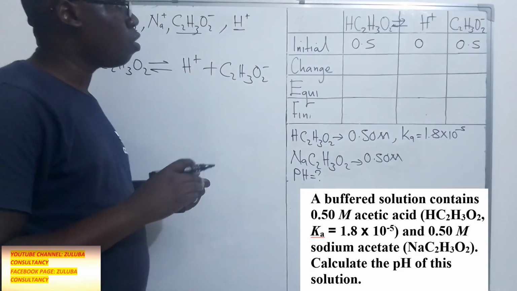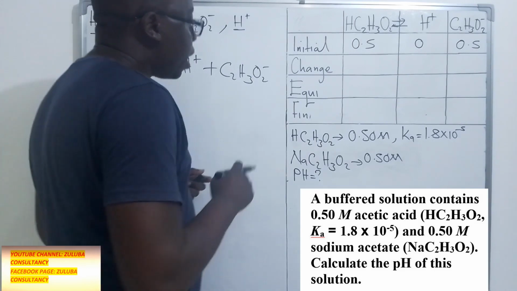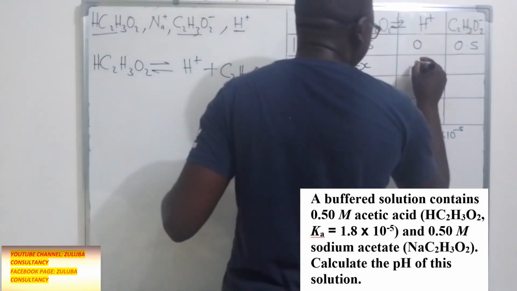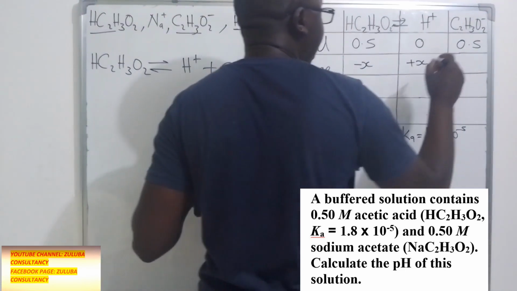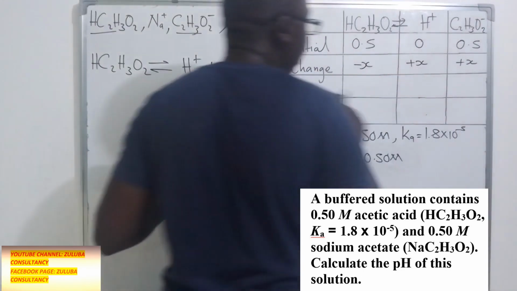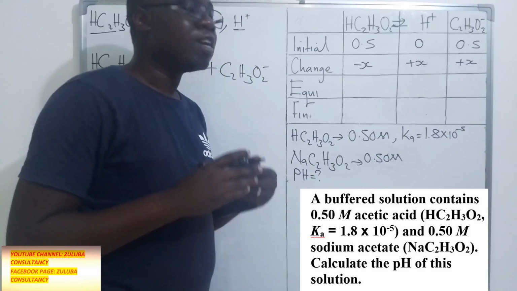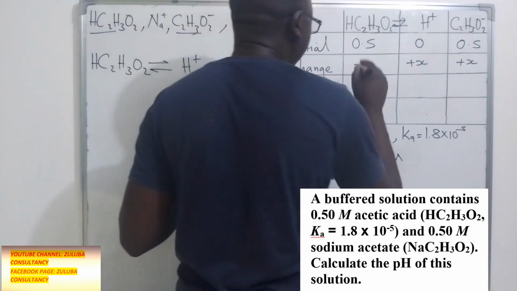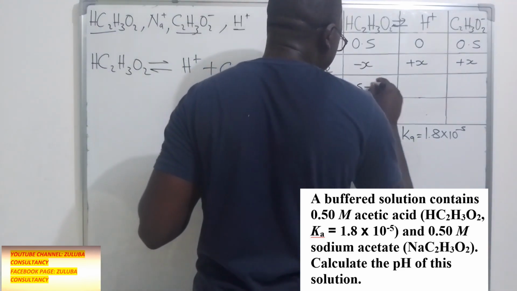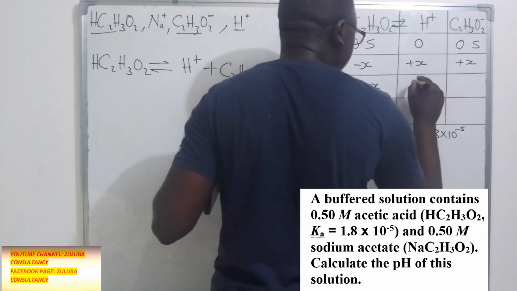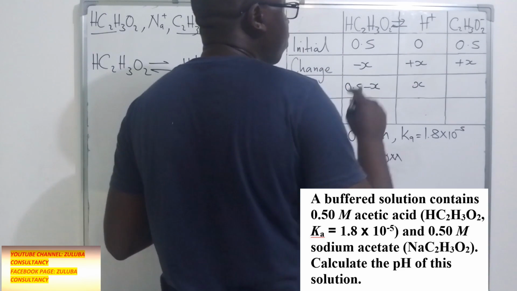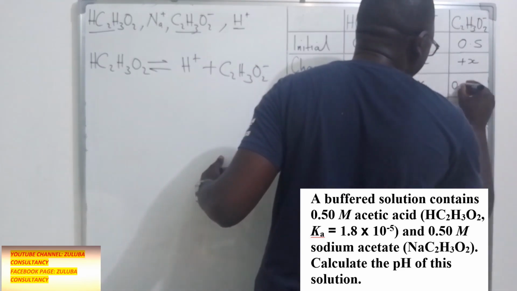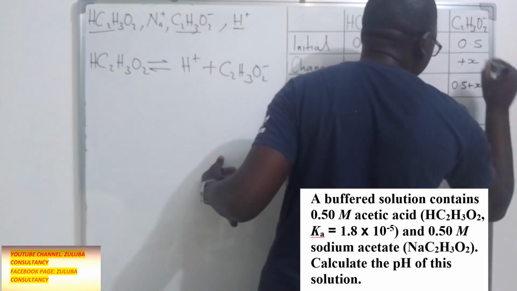Now, if you have the concentration of these ions that are in the buffer solution, it simply means if x is lost, then x should be added and x should be added. This is what the law of conservation of mass tells us. Now, what will be the change at equilibrium? It will be 0.5 minus x. Then for hydrogen ions, it will be x. Then for the other one there, which is the negative ions, it will be 0.5 plus x.